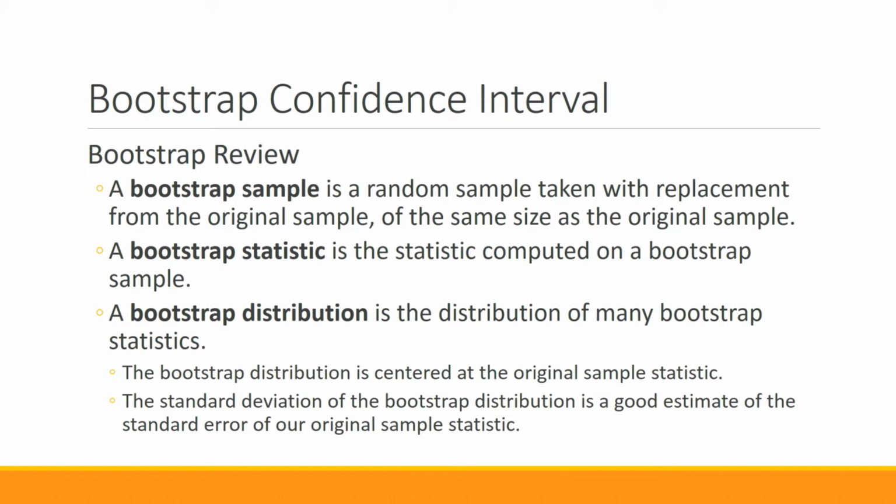A Bootstrap statistic is simply a statistic computed on the Bootstrap sample. It could be a mean or an average, or a proportion, or any other value that you'd like it to be. Then a Bootstrap distribution is the distribution of many Bootstrap statistics. So you'd create many Bootstrap samples, calculate a statistic on each of those samples, and then look at those.